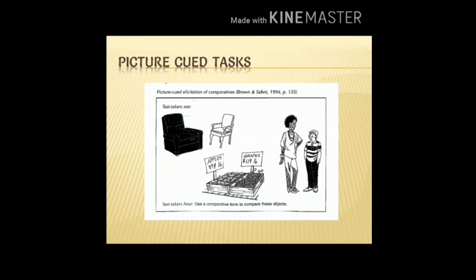Okay, and the next, picture-cued task. Here is a picture-cued elicitation, and the test taker sees this picture and has to use the comparative form to compare these objects. So the teacher would ask them to look and compare. An example: the black chair is bigger than the white chair, or the black chair is softer than the white chair. Or the apples are cheaper than the grapes, but the grapes are more expensive than the apples.